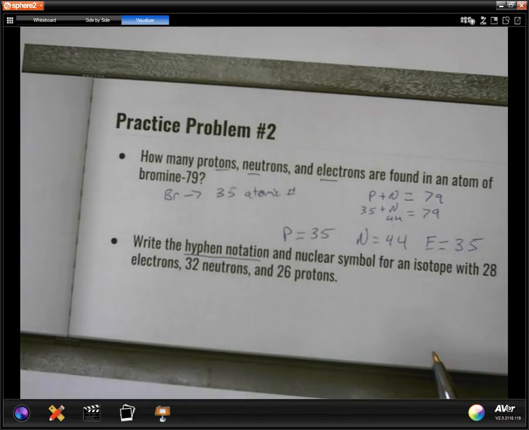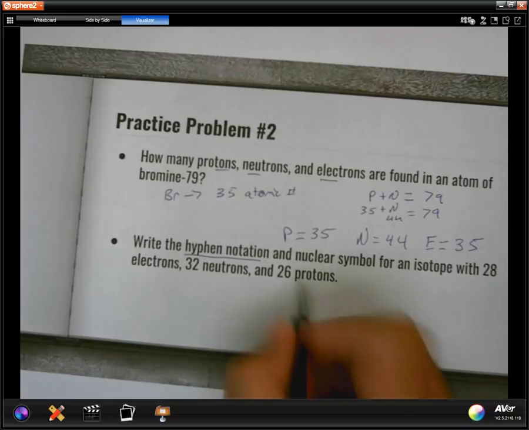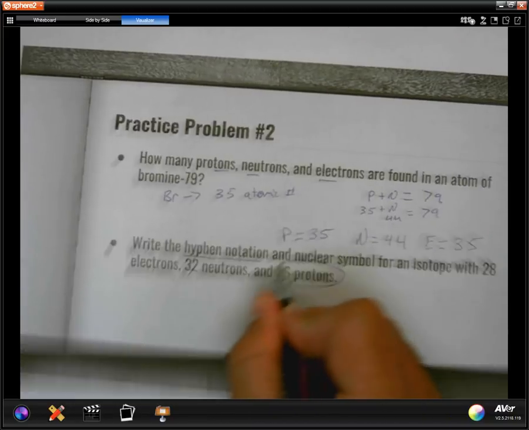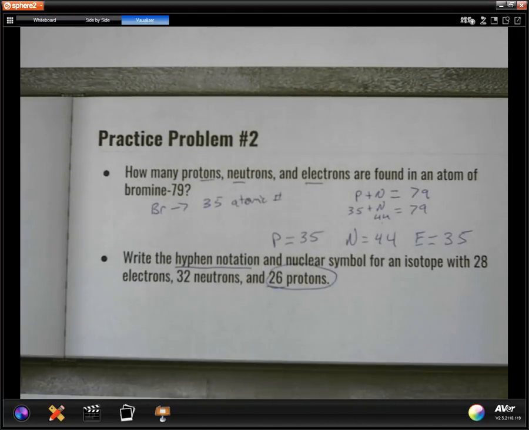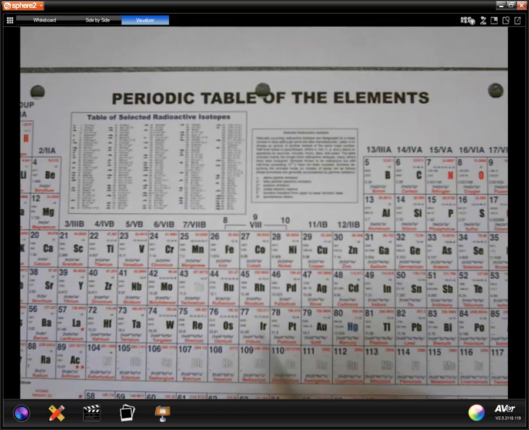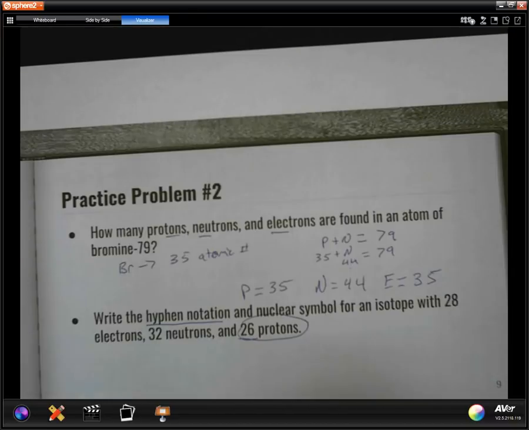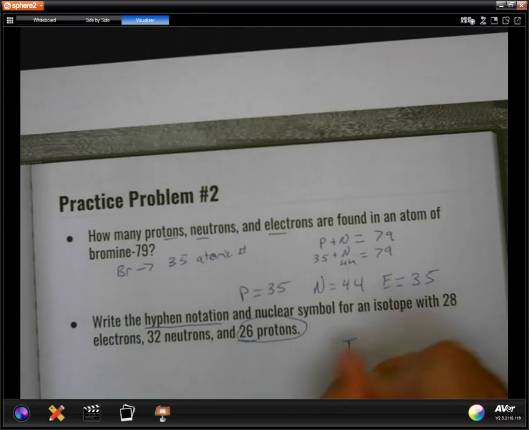So first of all, I need to find out what's the name of this isotope. Well, we know that the names are determined by the number of protons. So I get out my periodic table and I say, okay, what has the atomic number of 26? And I find it's iron. So I'm going to write down iron.